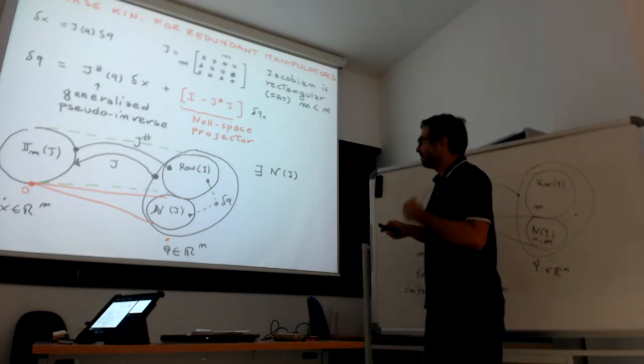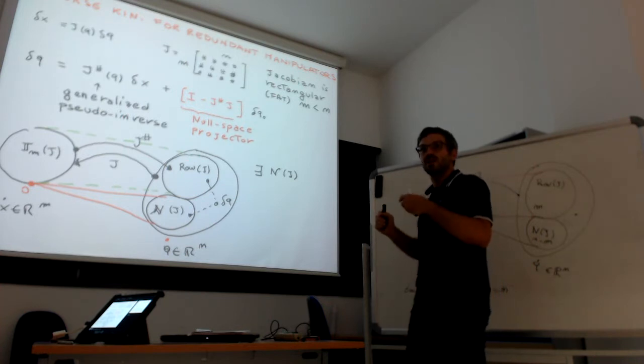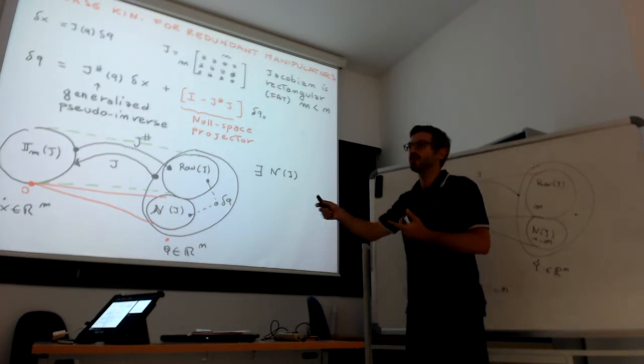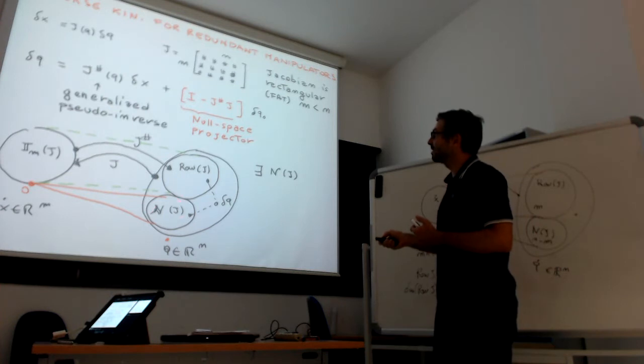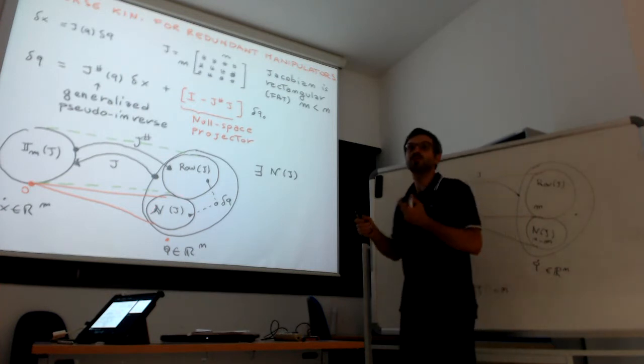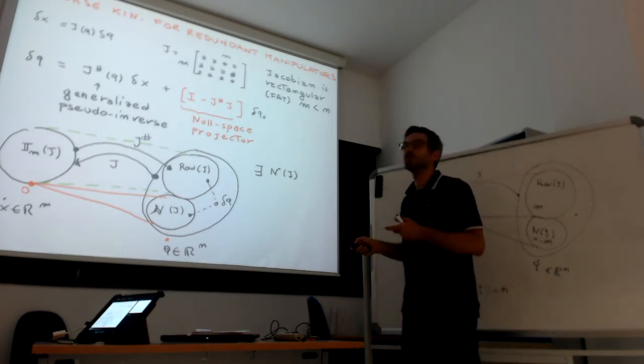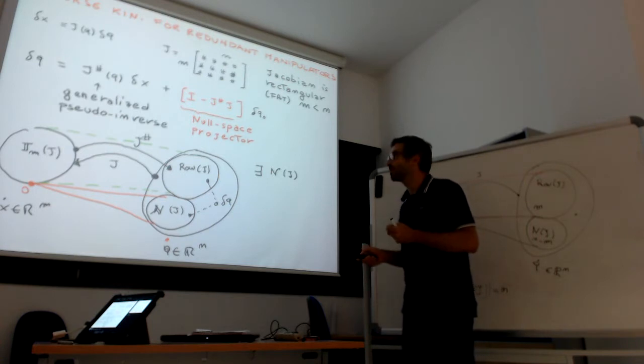So the joint velocities that are here will create a motion of the end effector. The joint velocities that are here will create a motion of the joints, but not a motion of the end effector. Okay?